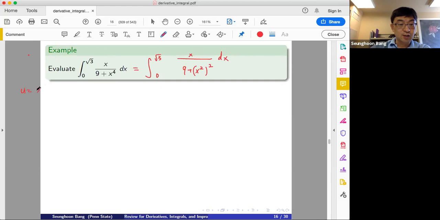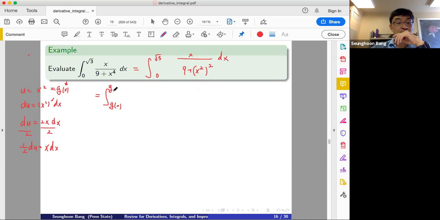u is x squared. The du is the derivative of x squared times dx, so du equals 2x dx. Divided by 2, 1 over 2 du equals x dx. So this is the same as the integral where u equal to x squared is the new function g of x. You can plug the lower limit and upper limit into it, exactly g of 0 and g of root 3.